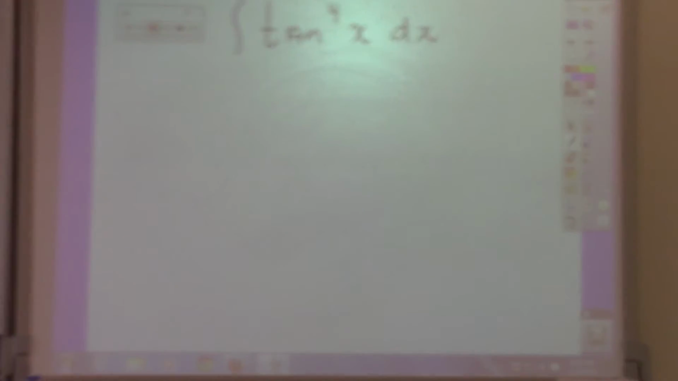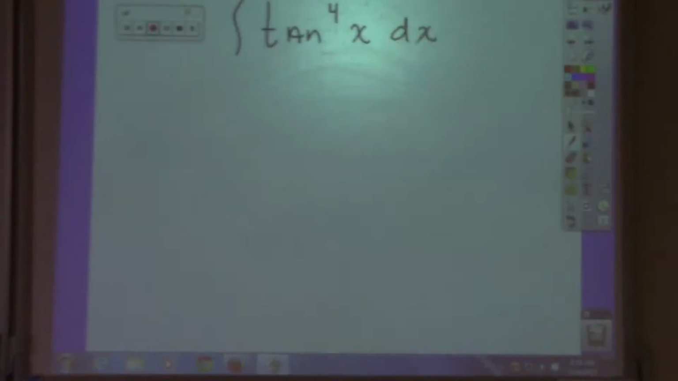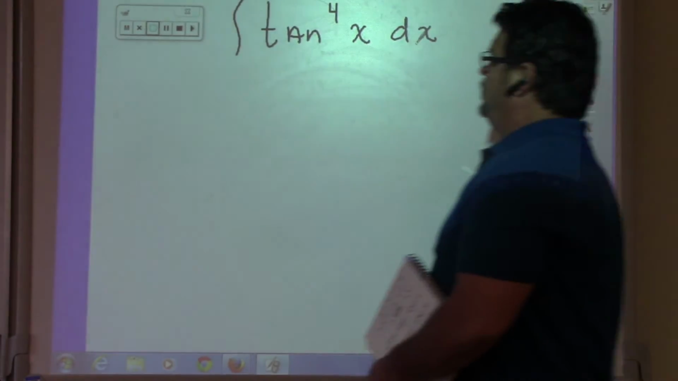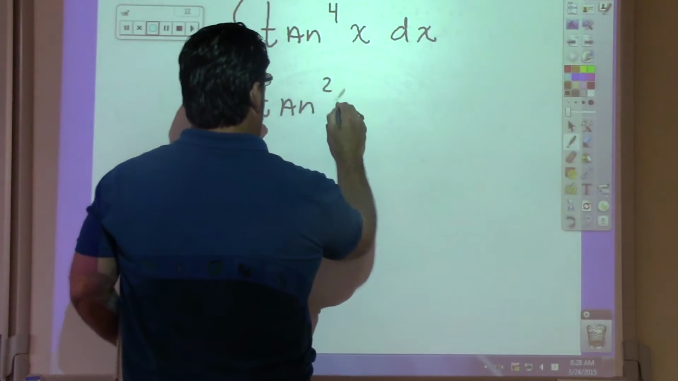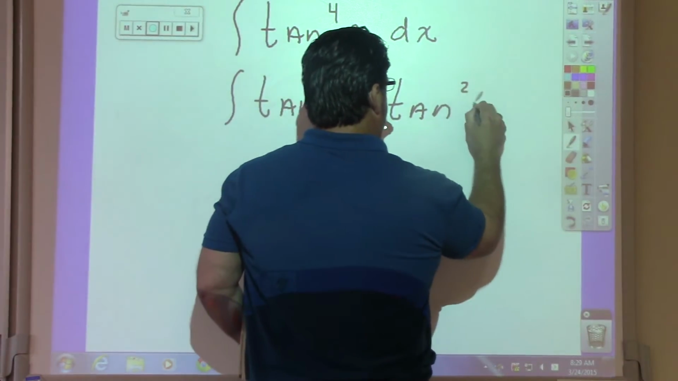So you're going to have to break it up into some kind of... and of course that would be tangent squared, correct? Antiderivative of tangent squared x times tangent squared of x dx.